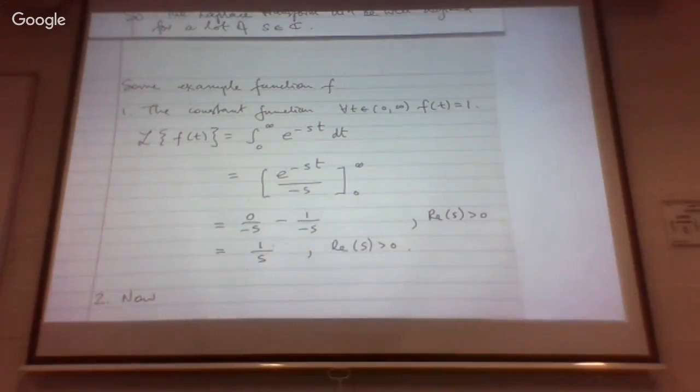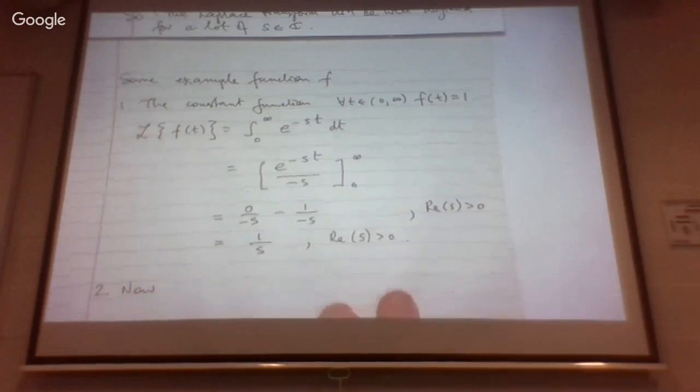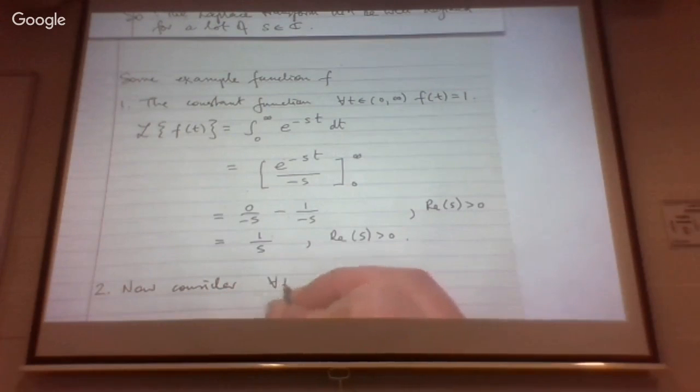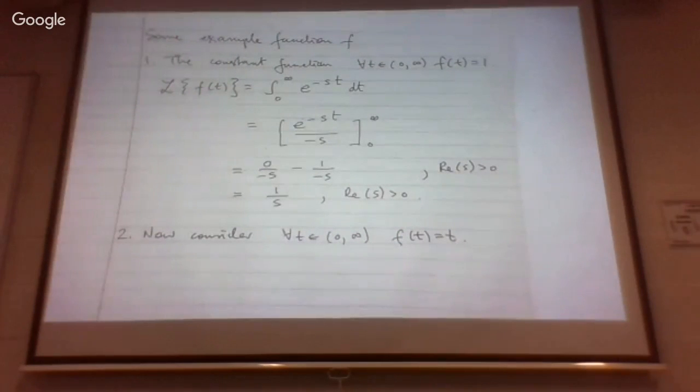The next more complicated type of function to look at would be the function f of t equals t. Now consider for every t in the domain f of t equals t. So this is the identity function. Order 1 polynomial term, f of t equals t. Does this have a Laplace transform? And if so, what does it look like?